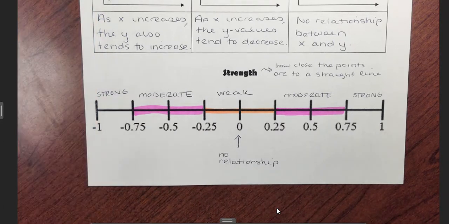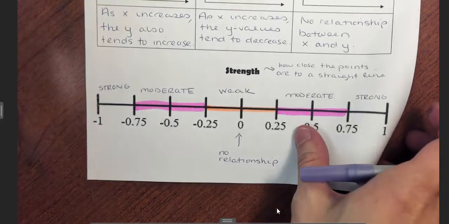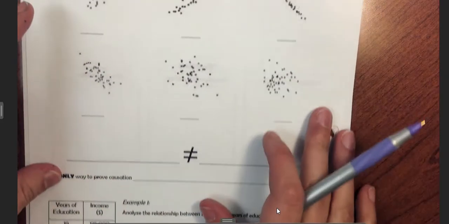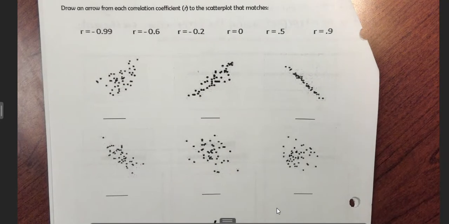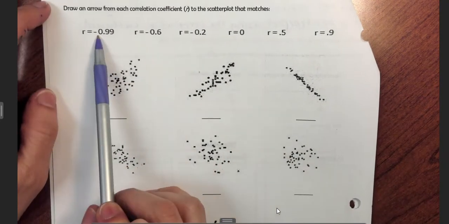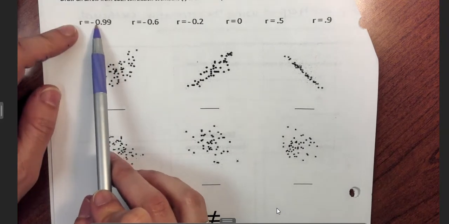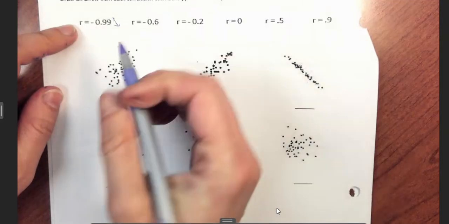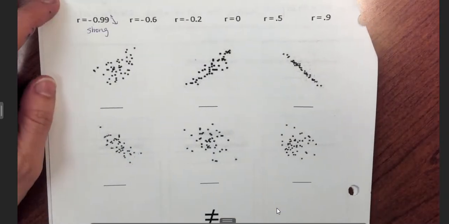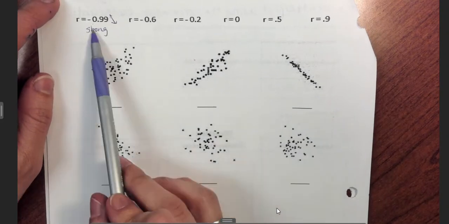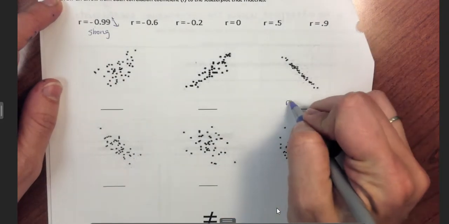So let's take a look at some examples. So here we have a bunch of different scatter plots. Let's start with our negative. So if our correlation coefficient is negative 0.99, that means that we know that this is going to be going down. And since this is really, really strong, we're looking for something going down that's almost a perfectly straight line. So that means it must be this one.